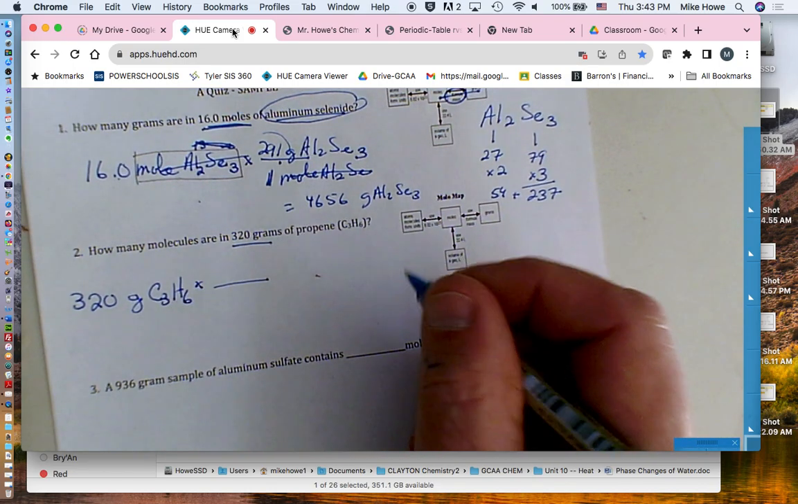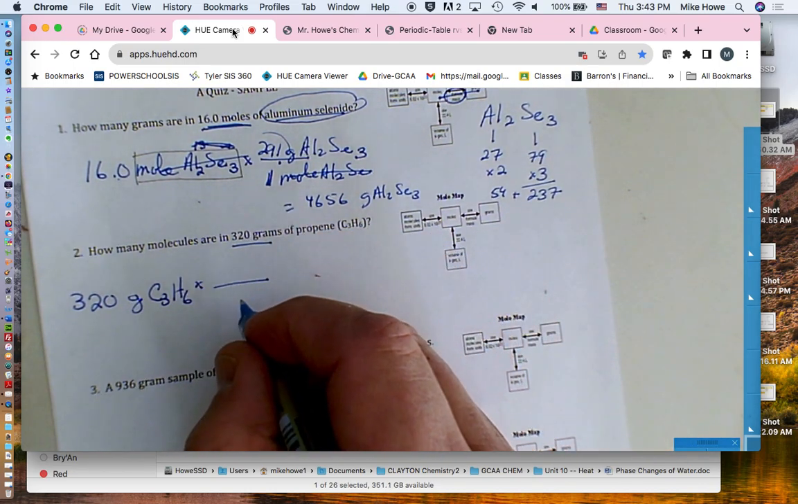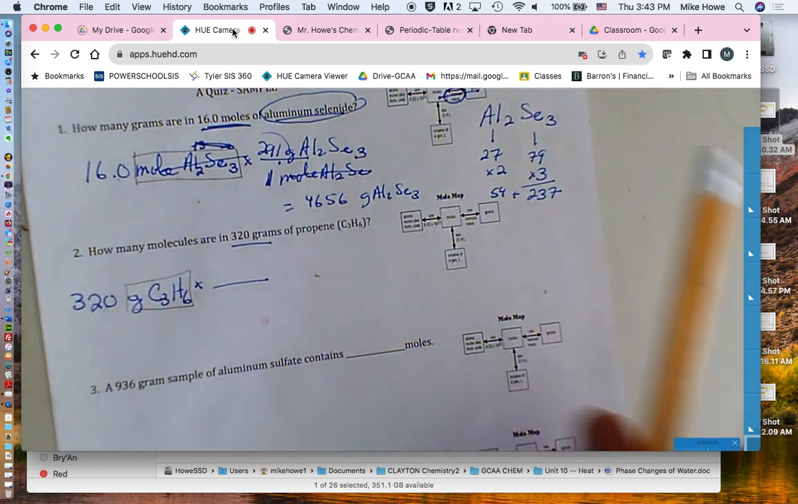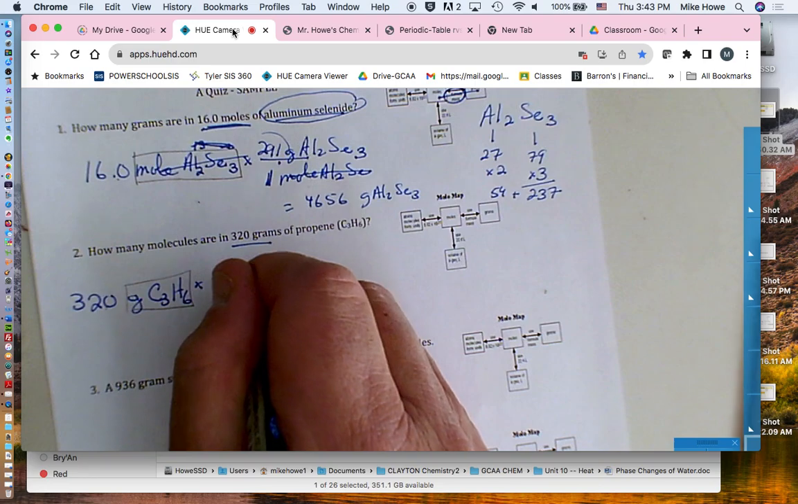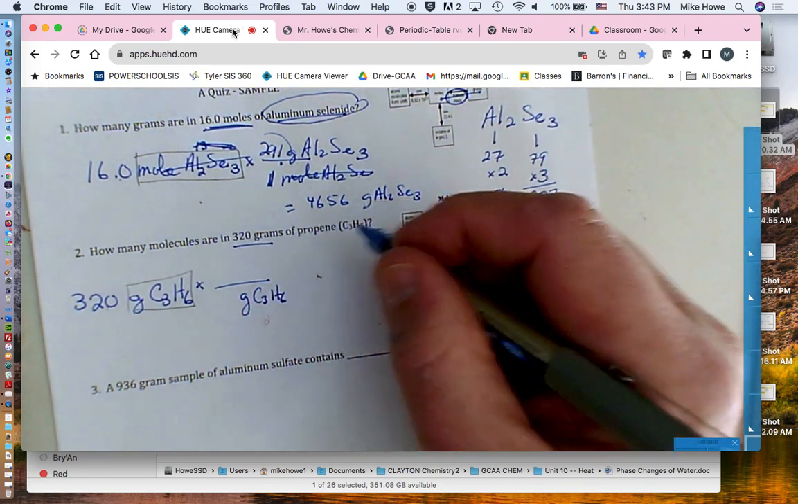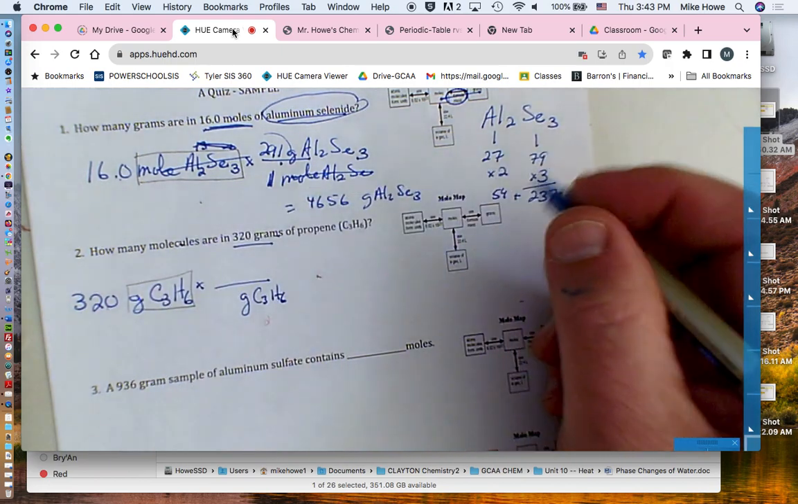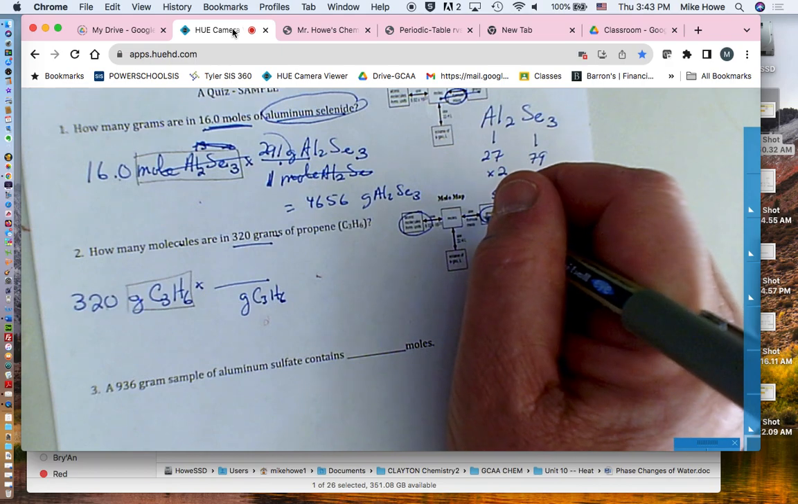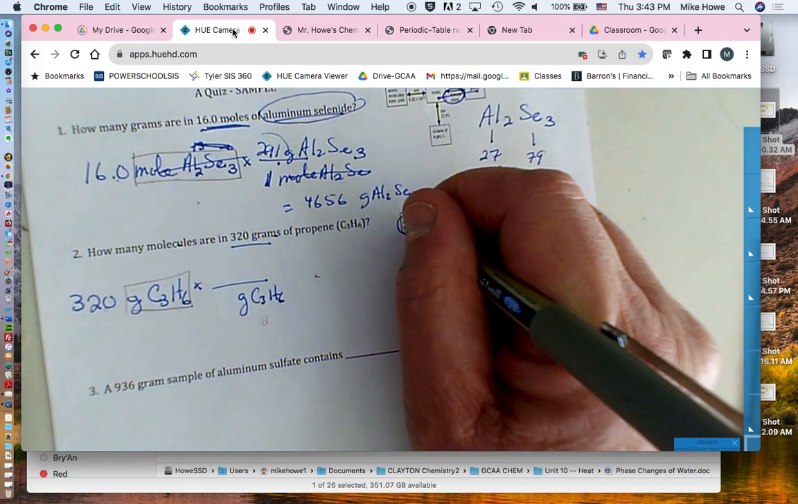Okay, without even looking at the problem, we already know what goes down at the bottom. Remember, everything that's here, except for the number, goes down here. All right, so we're starting with grams, and we're trying to get to molecules. So grams are here, molecules are over here. So we need to go from here all the way across.